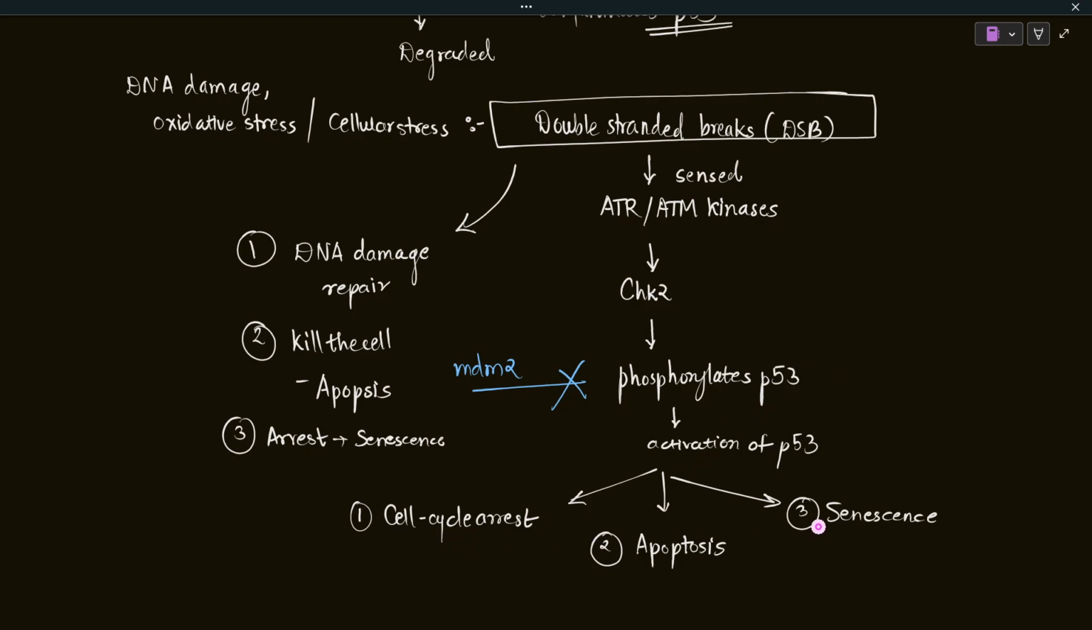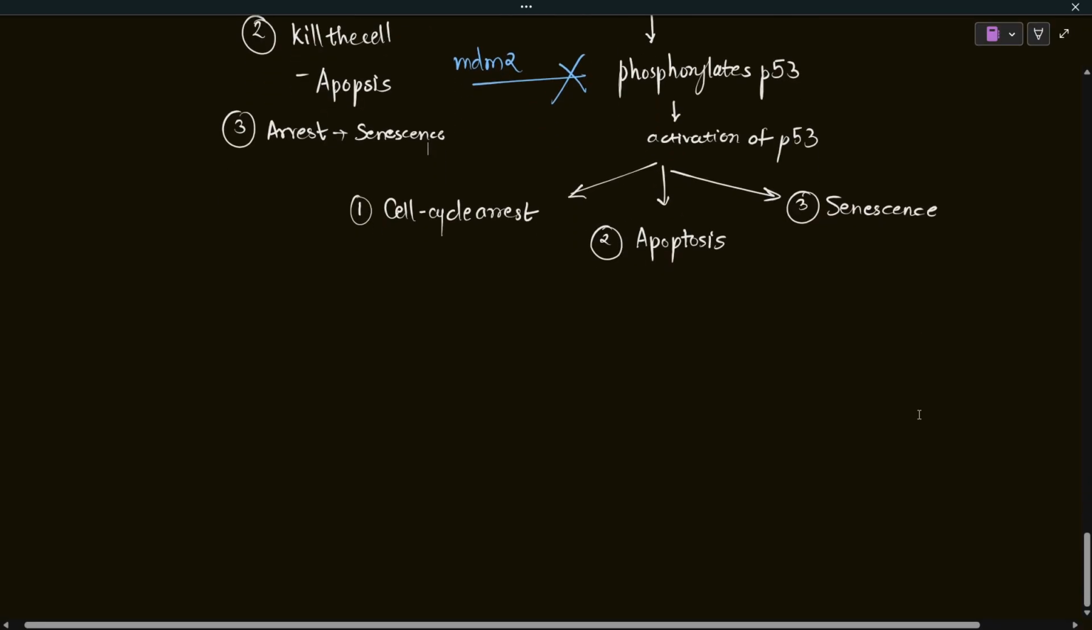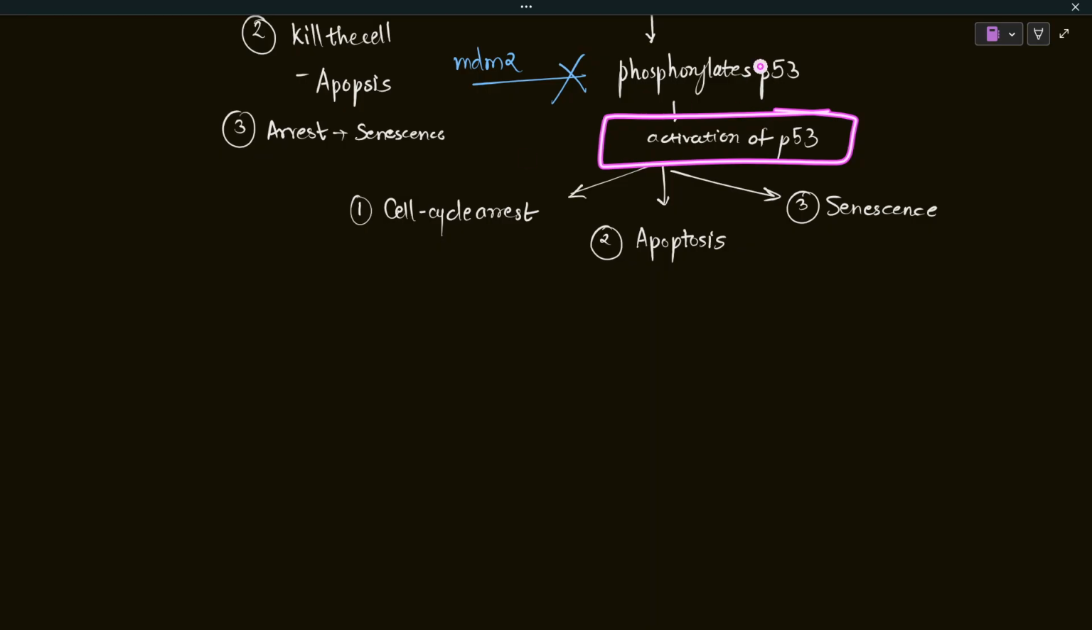Depending on how much damage is done to the cell, it can either arrest the cell in the cell cycle, so that after stopping the cell cycle from going to S phase, it can repair the damage. Or if the damage is irreparable, it is going to lead to apoptosis, or it is going to lead to senescence. Okay, so these are the three types of cellular responses that can be seen after the activation of p53. So let's see how those cell cycle arrest and apoptotic pathways are facilitated by the activation of p53.